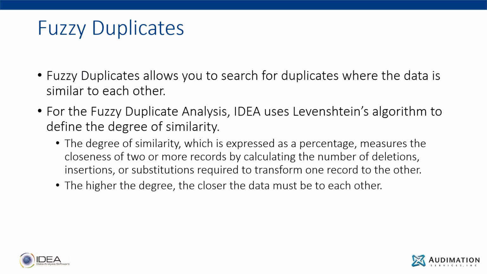Now with IDEA, and we'll go ahead and do this process in IDEA itself so you'll have a better picture of how it works, you are able to define what percentage of similarity it is. The higher the percentage, or the higher the degree that you select, the closer the data must be to each other in order to be considered a fuzzy duplicate. The lower it is, the more items you'll be able to catch that might not be potential duplicates. They just might be false duplicates.